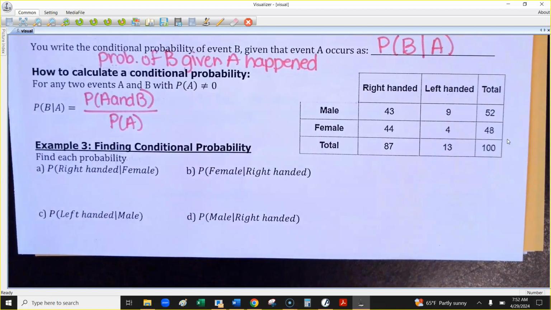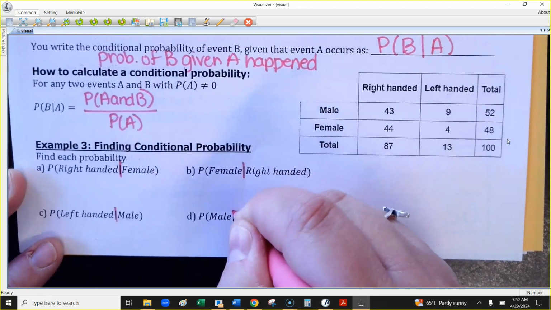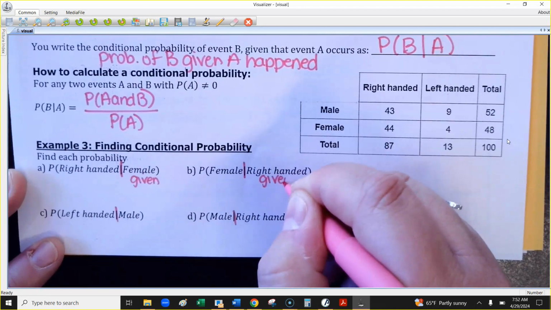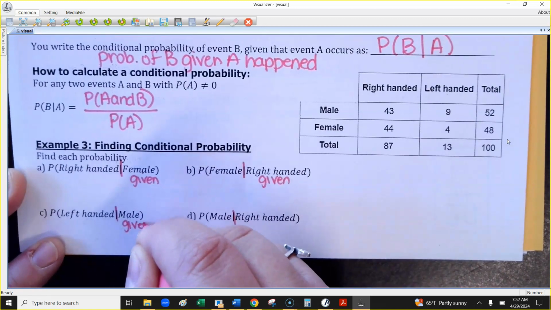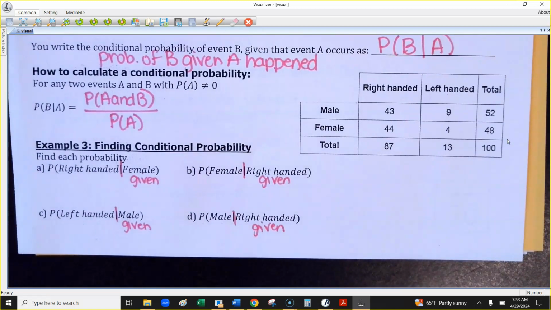I'm going to grab my little highlighter here. This little bar means whatever follows it is what's given to you. So I'm just going to jot that down. You don't have to write this. But whatever is the second thing, that is given to you, that has already happened, or you've already been in that category. So what's the probability I'm right-handed given that I know the person I picked out of this table is female? This is the same table we were using above. I just moved it down a little bit.